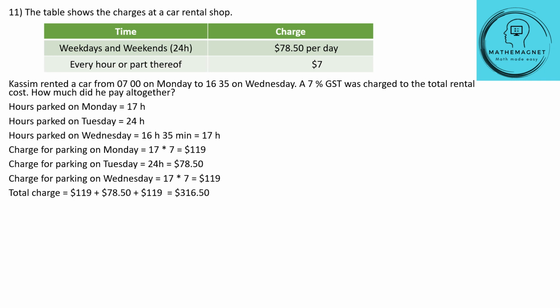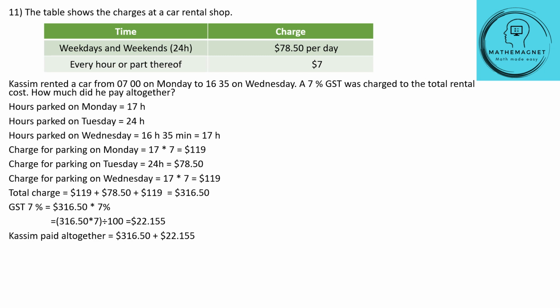Now above this there is a 7% GST that is going to be charged. So let's calculate how much is the GST of 7%. That will be 316.5 into 7%, which is equal to 316.5 into 7 divided by 100, which is equal to $22.155. That is your GST amount. Now we have to add the total charge plus the GST to find how much he will have to pay for the rental. Kasim paid altogether 316.5 plus 22.155, which is equal to $338.655.